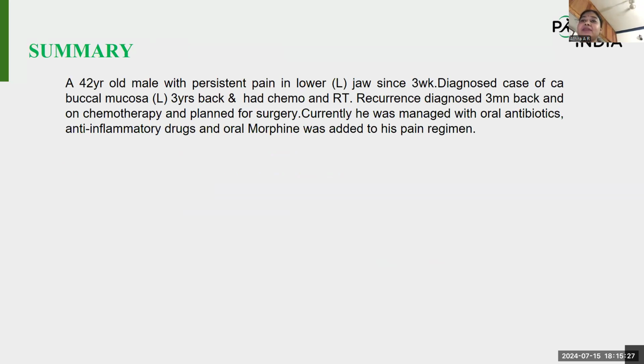Coming to the summary, he's a 42-year-old male patient with pain in the lower jaw since 3 weeks, a diagnosed case of buccal mucosa cancer, had undergone chemo and RT, recurrence diagnosed 3 months back, on chemotherapy and planned for surgery. Currently, he was managed with oral antibiotics, anti-inflammatory drugs, and oral morphine was added to his pain regimen.